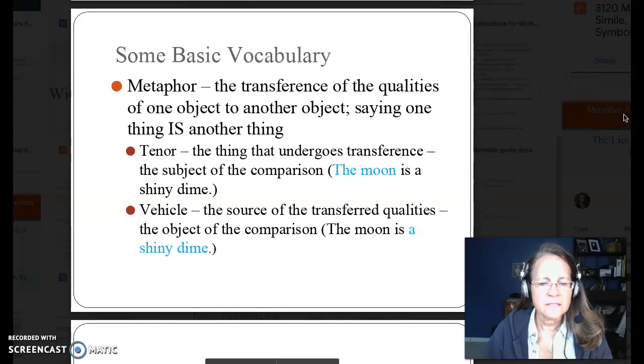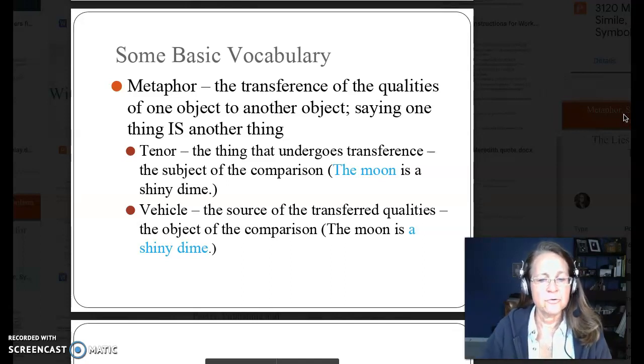The vehicle is the source of those transferred qualities. It is the object to which my subject is being compared. So in the moon is a shiny dime high in the sky, the shiny dime has the qualities that are being transferred to the moon.